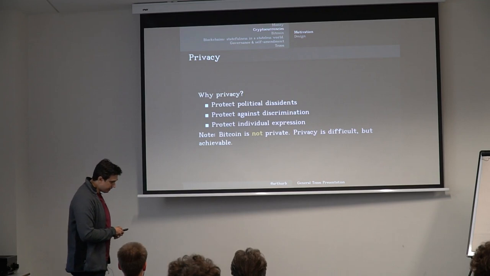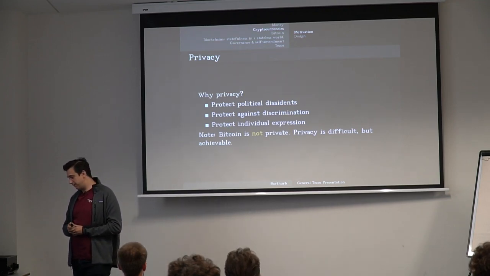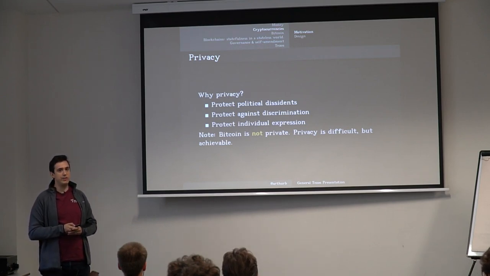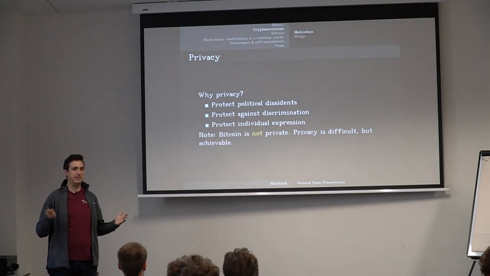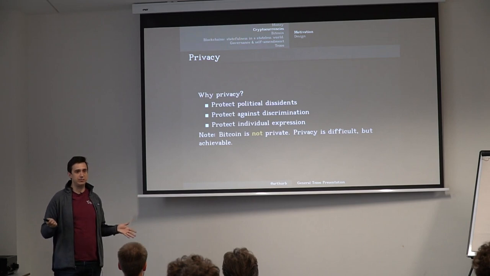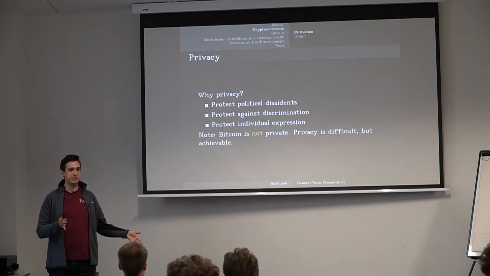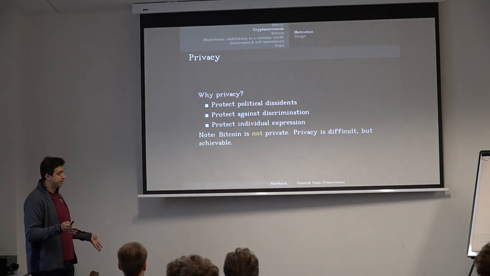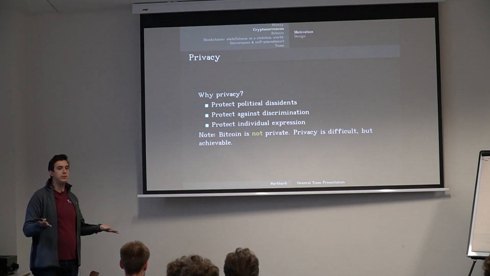So imagine, a typical example: there was a story about a father who learned on Facebook that his daughter was pregnant because of the ads that he was being shown based on his IP. And you learn a lot of things from the type of stuff that you buy in a store. And right now you're giving all of this data to your bank, because your transactions are not private, and so you can potentially be discriminated against based on your purchases, and also protect individual expression.